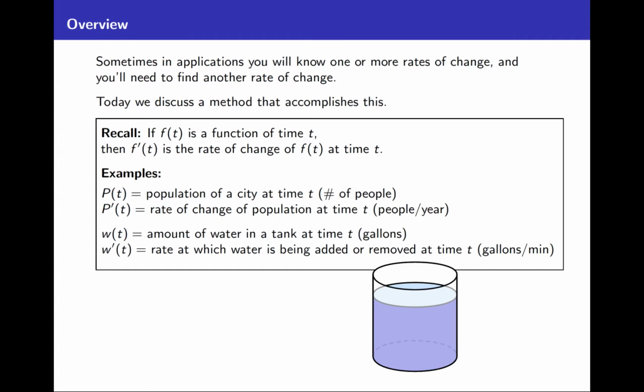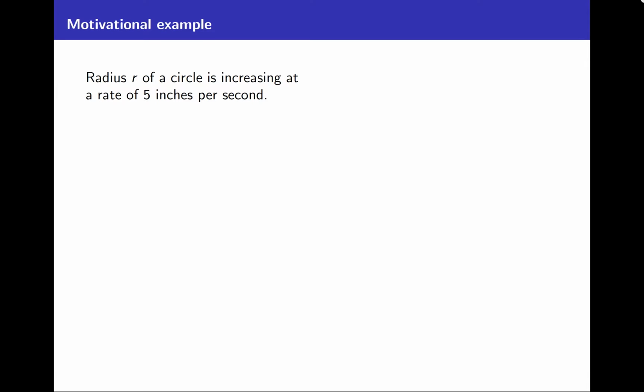So in all of our examples, our functions will represent quantities at time t today, and their derivatives are the corresponding rates of change of those quantities. Let's start with a motivational example, one that is intentionally simple and somewhat artificial so that we can see exactly what ideas are at play and the kinds of problems that we'll be dealing with.